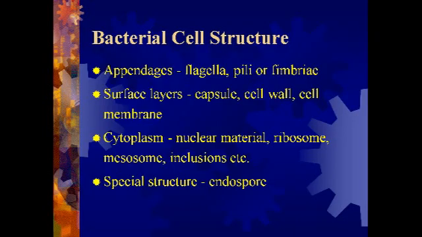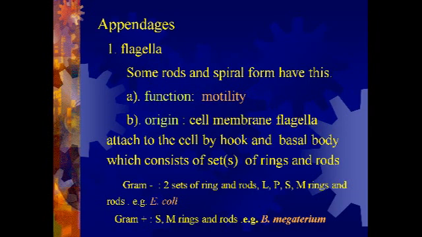Appendages. Appendages are the structures present outside the cell. First, we are going to discuss flagella. Flagella are present in some rods and spiral forms, and their function is motility. The origin of a flagella is the cell membrane of the bacteria. It is attached to the cell membrane by hook and basal body, which consist of a set of rings which differ from gram-positive and gram-negative bacteria.